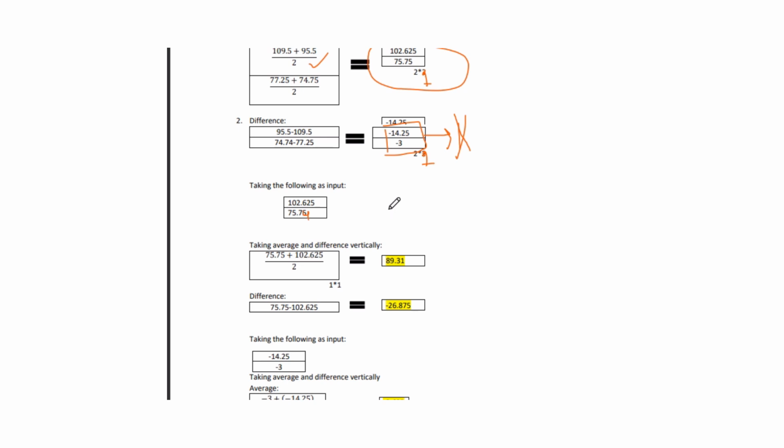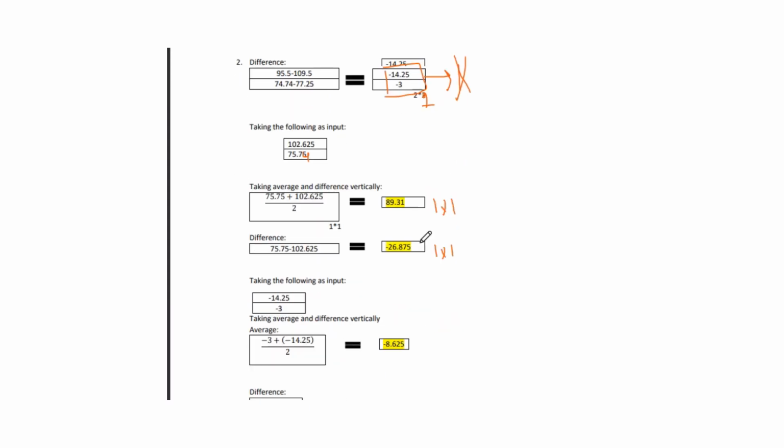Now we are going to take the average and differences vertically, 75.5 plus 102.5 divided by 2, so this will be the answer. Now this is again a 1 cross 1 matrix, right? And we are going to take the difference of it. So the difference answer is again a 1 cross 1 matrix, right? Okay, so this was it. This is a 1 cross 1 matrix and this is also a 1 cross 1 matrix.